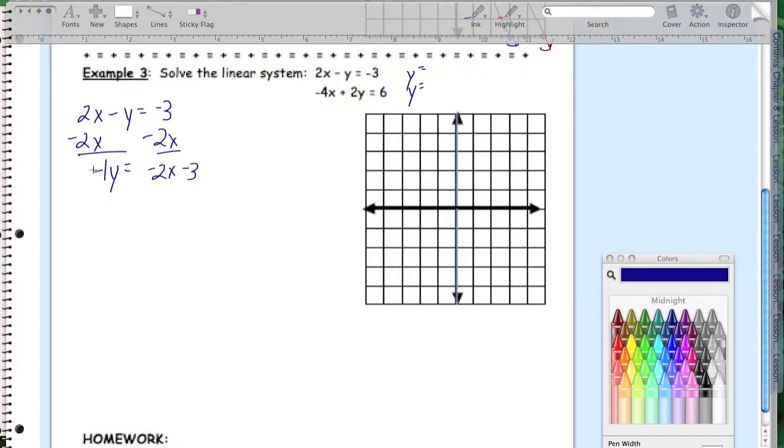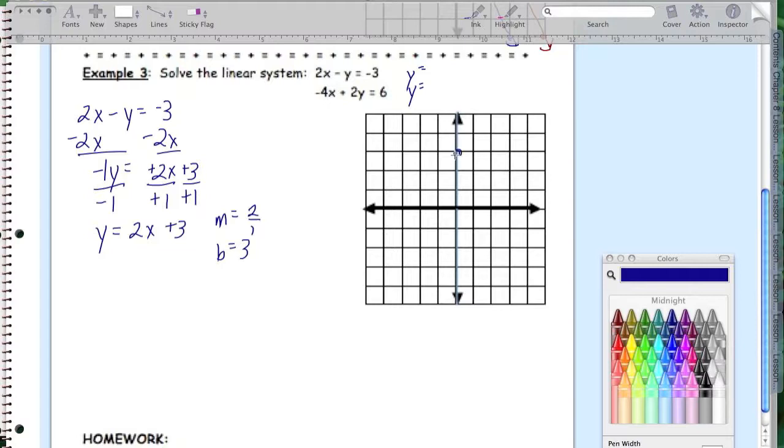This is really a negative 1y. I don't want negative 1y, I want positive 1y. So I divide by negative 1, divide by negative 1, divide by negative 1. y is equal to 2x. Negative divided by negative cancel out, and I get plus 3. So these negatives canceled, I got positive 2. These negatives cancel, I get positive 3. Here's my equation.